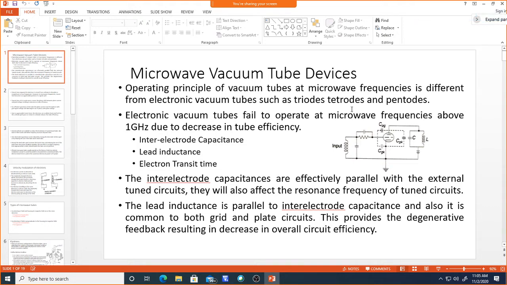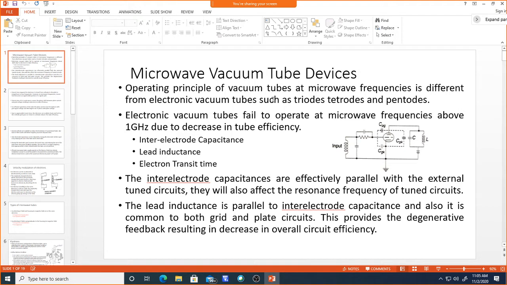At higher frequency, these electronic vacuum tubes fail to generate the power. Why do they fail? Due to many reasons. As we have seen already, at the higher frequency there will be a parasitic effect. What is the parasitic effect? There will be capacitive reactances as well as inductive reactances which come into the picture at higher frequency. Even the lead of the component will give the parasitic effect. Because of that, the electronic vacuum tubes fail to generate the power at the higher frequencies.